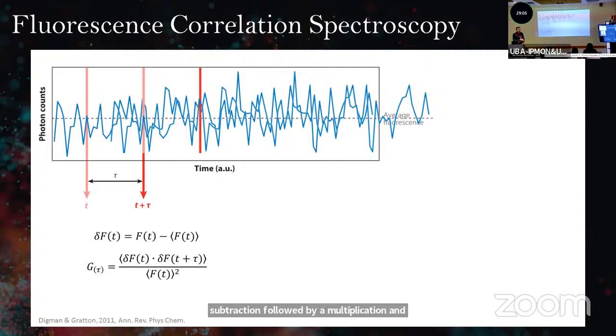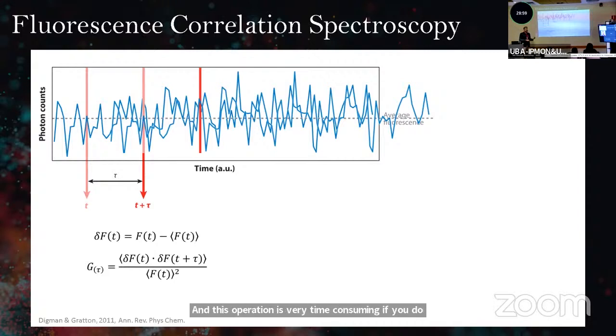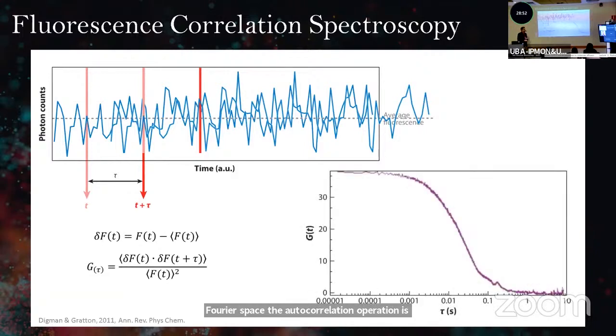This operation is very time consuming if you do it manually, directly like this. But the advantage is that we can go into Fourier space, and in Fourier space, the autocorrelation operation is literally just a multiplication. That allows us to go much faster in the calculation of this correlation function.